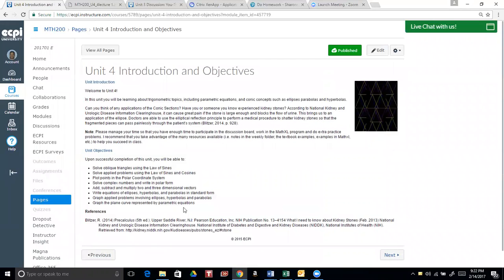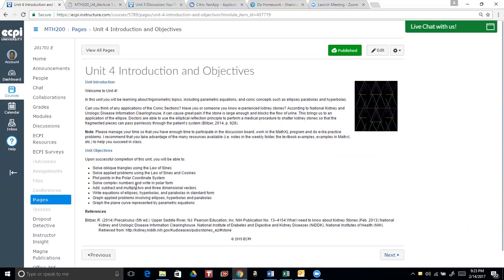for the week. Okay, so as I said, we're still dealing with trig functions, but now you're going to notice that we're not going to be dealing with, per se, right triangles. So we'll be dealing with non-right triangles. And if the triangle is not a right triangle, then there are different formulas. You have law of sines and law of cosines.